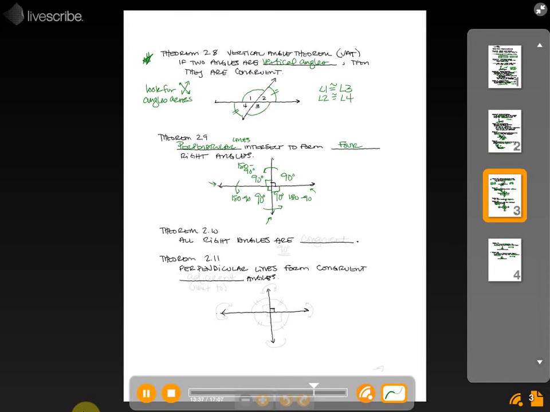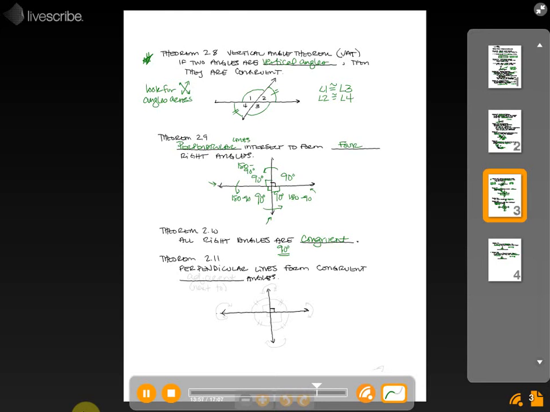Theorem 2.10 says all right angles are congruent, and there's no picture for this one. Okay, but this makes sense because every right angle has to be 90 degrees, and since they're all the same, they're all congruent. They all equal the same measure because every right angle has to be 90 degrees.